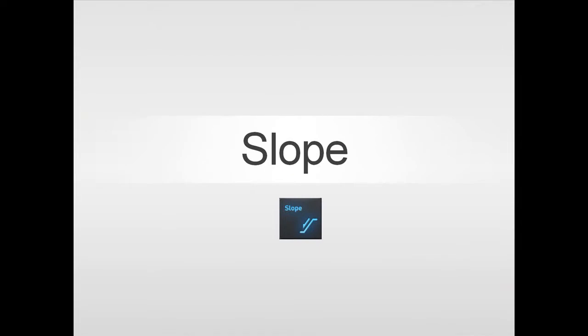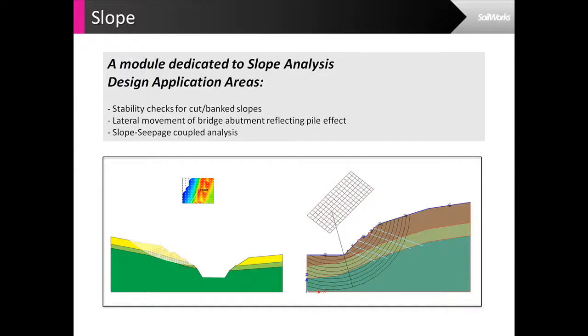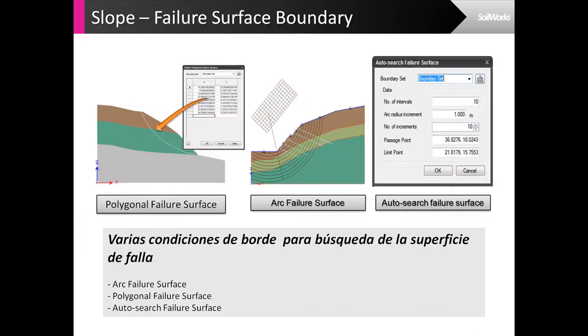The second module that I'm going to talk about is the slope module, which is basically done for slope stability analysis. We can do stability checks, and also we can have coupled analysis with slope and seepage. As you can see, we have multiple failure surfaces that can be assigned to the model. We have a polygonal failure surface. Also, we have an arc surface, and we have a feature called auto search failure surface, in which the software automatically searches for the failure surface of the project.